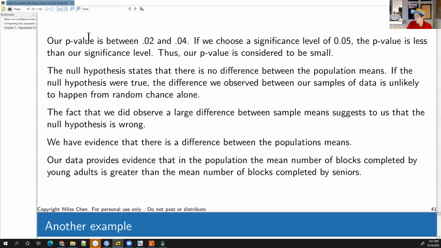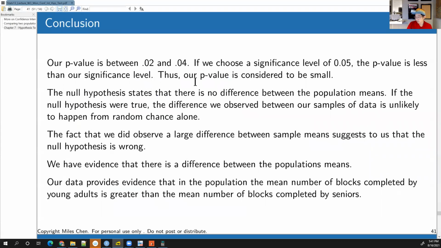Okay, so our conclusion. Our p-value ends up being between 2% and 4%. So let's say our significance level alpha is 5%. Let's say we've chosen 5% as our significance level. That's probably the most common choice for the significance level. And if that's the case, our p-value, even though I don't know the exact number, I know it's between 2 and 4%. So whatever it is, it has to be less than 5%, right?